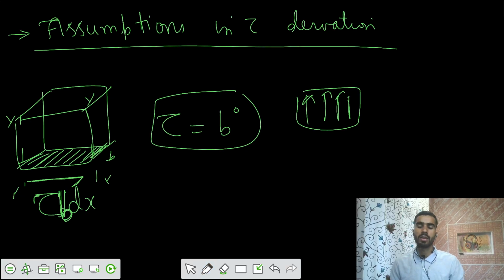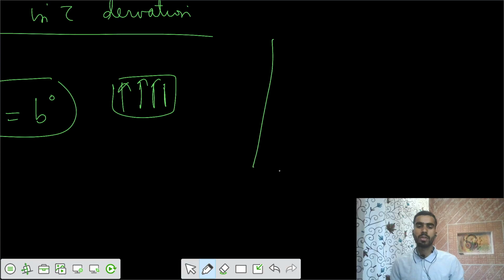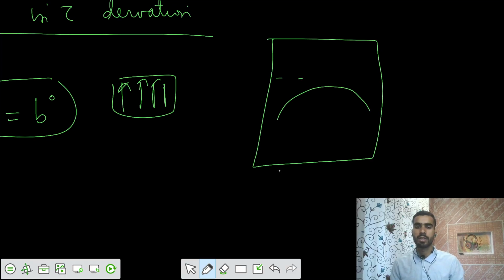But actually, if you check the width, if you see the cross section, the shear stress distribution is somewhat in this fashion. So shear stress distribution is in this way along the cross section.